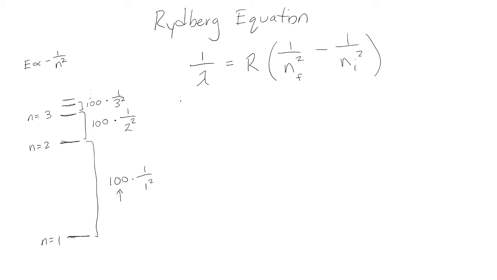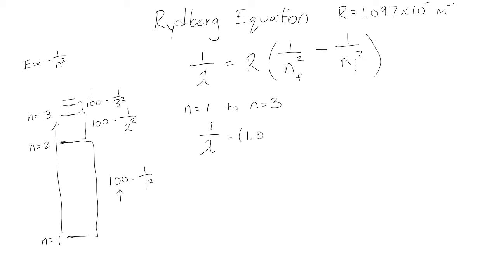For example, if we were going from n equal to 1 to n equal to 3, from the first energy level to the third energy level, well, that means the inverse wavelength associated with that transition is going to equal Rydberg's constant. Rydberg's constant R is equal to 1.097 times 10 to the 7th inverse meters, and that'll be given to you on an exam. So we're going from n equals 1 to n equals 3. The final energy level here is n equals 3, and the initial energy level here is n equals 1.